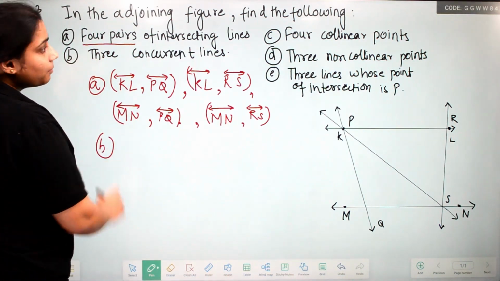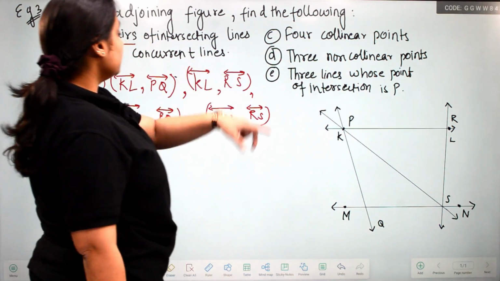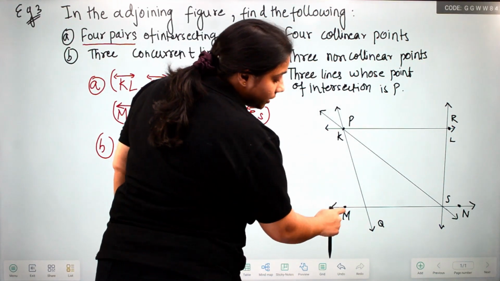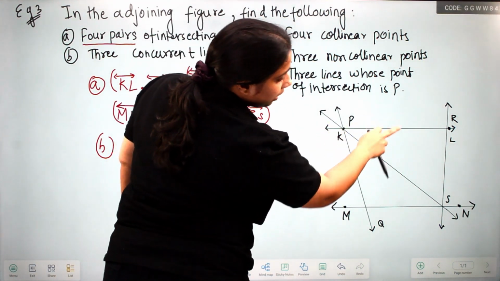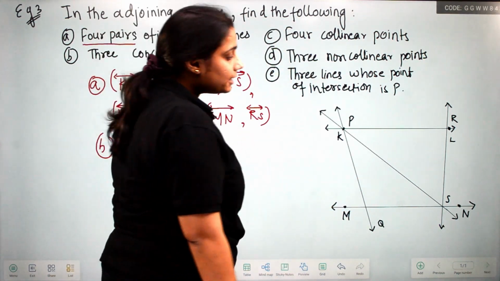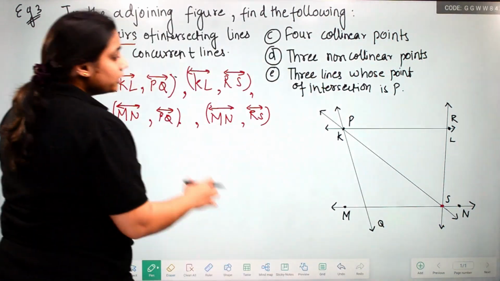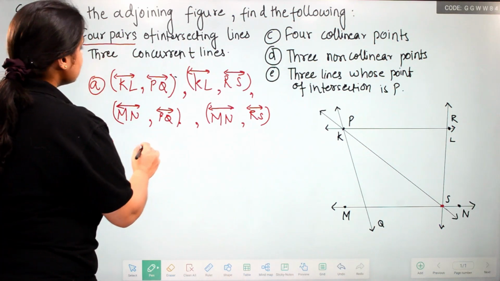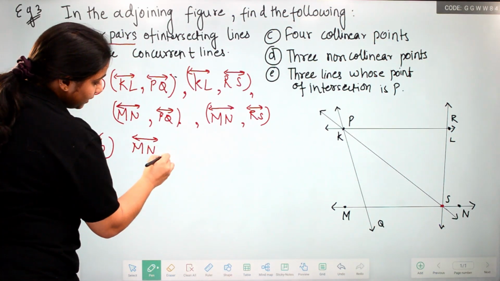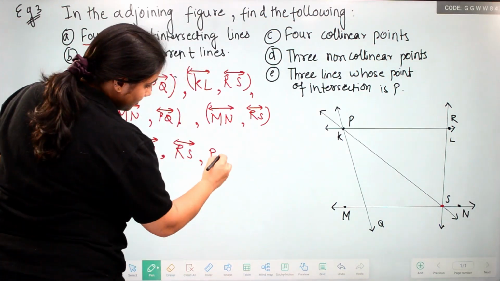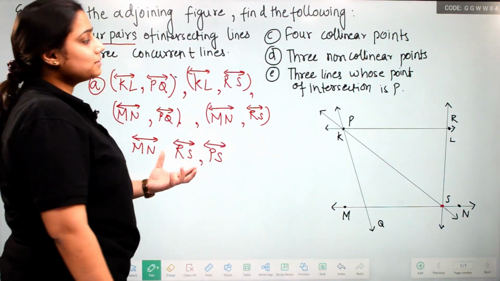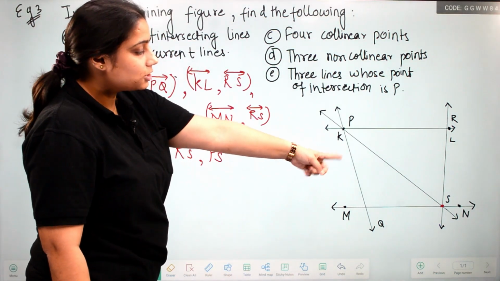Now part B. Part B has 3 concurrent lines. We can see that line MN, line PS and line RS pass through a common point, that is S. So these are the concurrent lines. So we can say that line MN, then line RS, then line PS are the concurrent lines that pass through a common point of intersection, that is S.